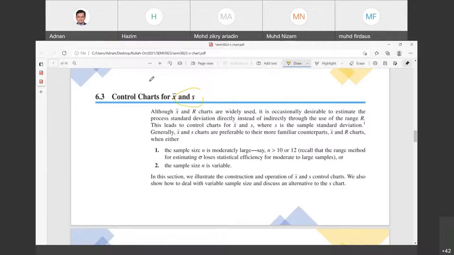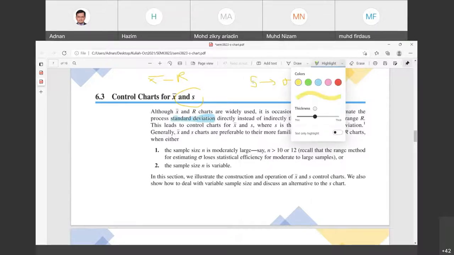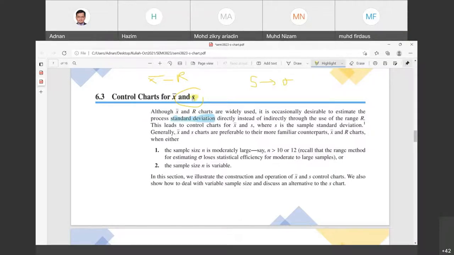We have seen the X bar chart, R chart, but now we move to the S chart. The S chart is the standard deviation chart. If you take a sample, sometimes for population, you take it as sigma. So although X bar and R are widely used, occasionally it is desirable to use standard deviation. So this is where we use S. We couple X bar and standard deviation chart instead of X bar and R. R is range, the range chart.